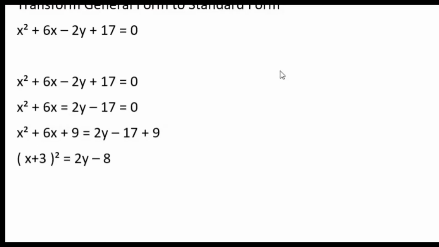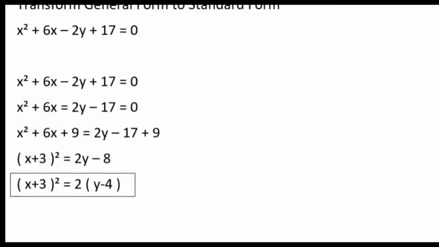Copy the quantity of x plus 3 squared, and the common factor is 2, so it will become 2 times the quantity of y minus 4. So our standard form is the quantity of x plus 3 squared equals 2 times the quantity of y minus 4. Next, we're going to transform standard form to general form. For example, the quantity of y minus 8 squared equals negative 4 times the quantity of x plus 1.